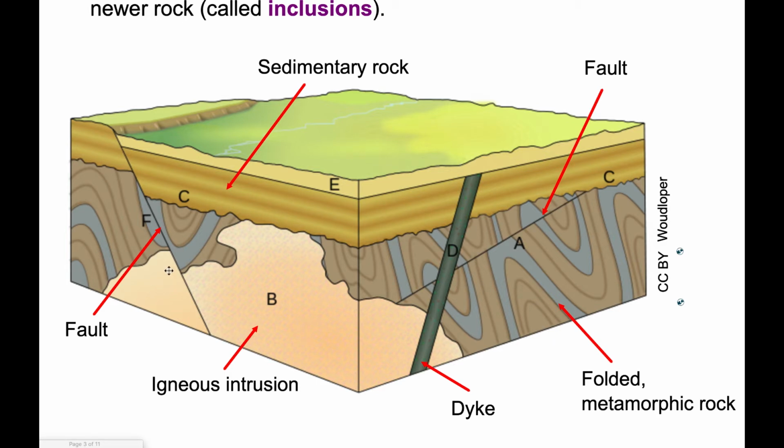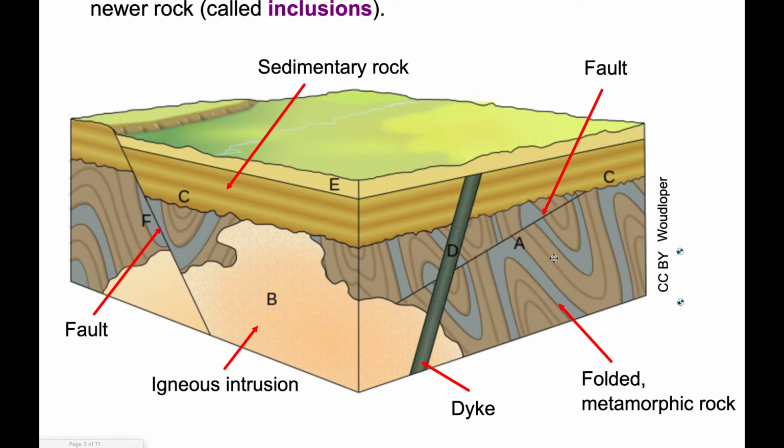We have a couple of faults. Fault line F cuts through our igneous intrusion, it cuts through this eroded surface, and it cuts through these sedimentary layers. So it's quite young. It was formed fairly recently. Whereas this fault line over here, fault line A, only cuts through the folded metamorphic rock. Everything else cuts through it.